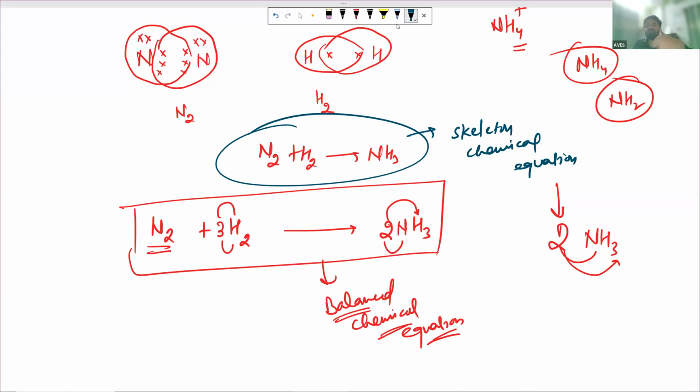And if you write this same thing in words, like nitrogen gas plus hydrogen gas gives you ammonia, with an arrow to ammonia, it will be considered a word equation. So now you understood?